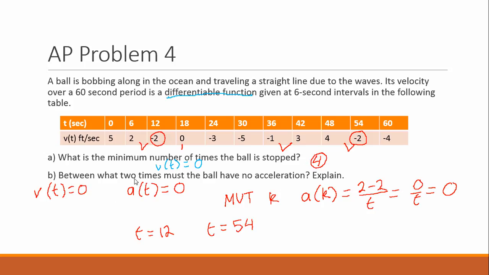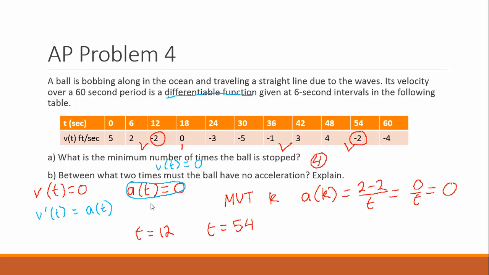So now it's asking between what two times must the ball have no acceleration? Well, if you remember, the derivative of velocity, so v prime of t, is equal to acceleration. So that's a of t. And we're trying to find out when there's no acceleration. So that must be where a of t is equal to 0. So what we're looking for is a point where the acceleration must be equal to 0.